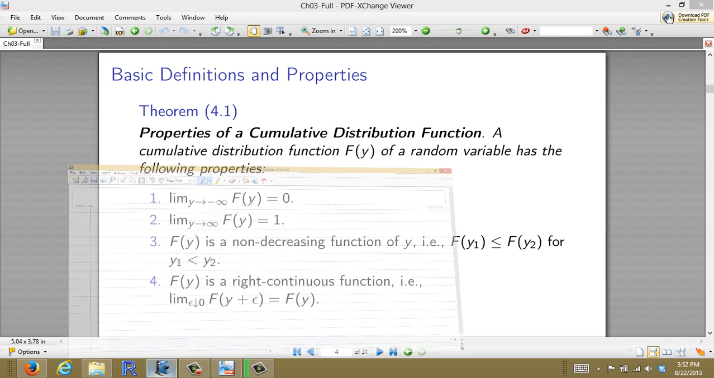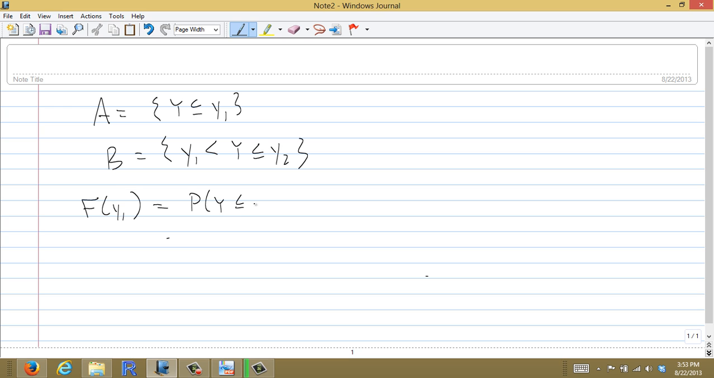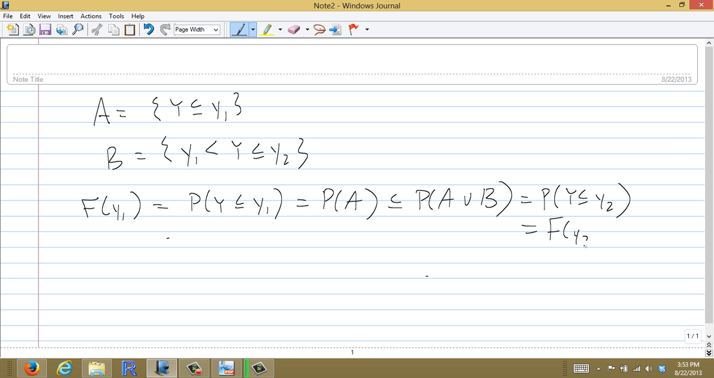Another way of saying that, using set theory just to make this completely obvious: if A is equal to the event that y is less than or equal to y1, and B is equal to the event that y is greater than y1 and less than or equal to y2, then the CDF evaluated at y1, which is the probability that the random variable y is less than or equal to y1, is just the probability of A, and that has to be less than or equal to the probability of A union B, which is the probability that y is less than or equal to y2, which is F of y2. So in fact, the CDF is a non-decreasing function.